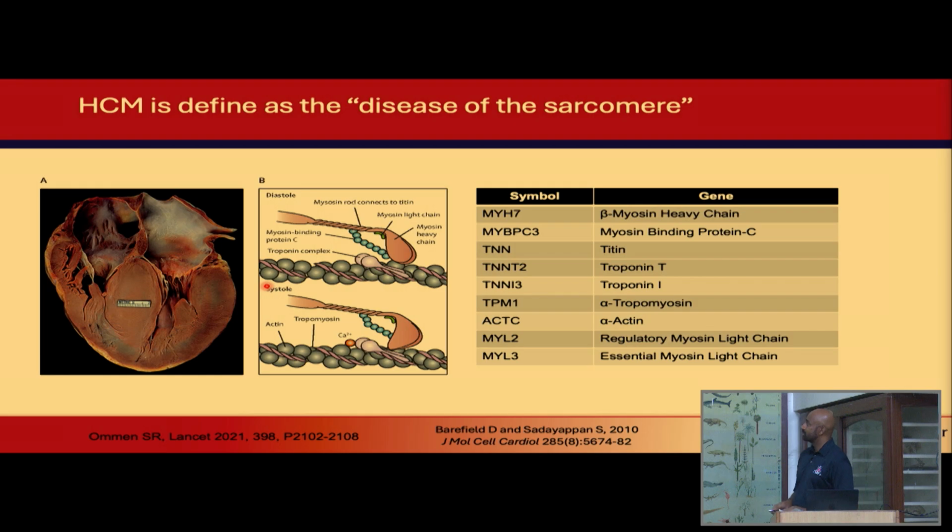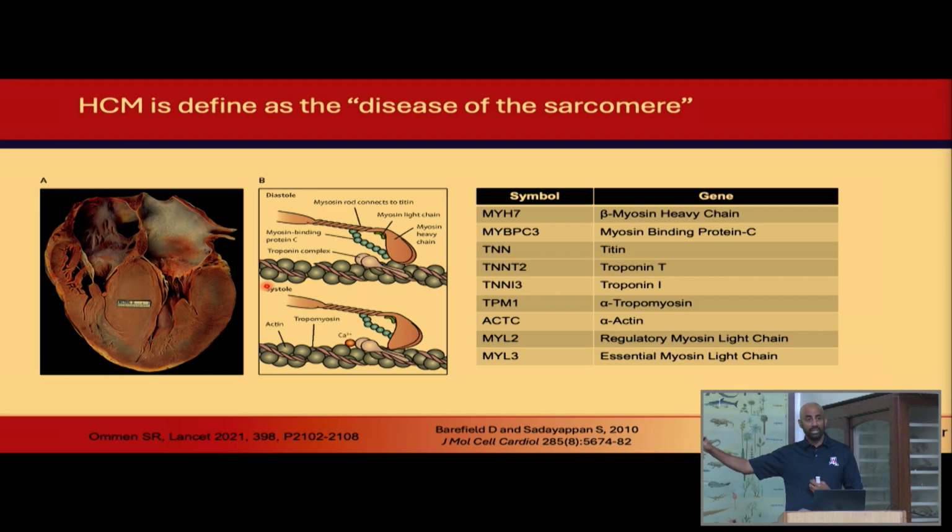So going back, this is the definition of hypertrophic cardiomyopathy. It is called a disease of the sarcomere. Why? Predominantly, mutations in the sarcomere genes are linked to developing the disease. That's why it has been named the disease of the sarcomere. Again, these are the major sarcomeric proteins we have, and the top two are beta myosin heavy chain and myosin binding protein C. And if we have a mutation in these two genes, it's almost a guarantee to develop the disease.